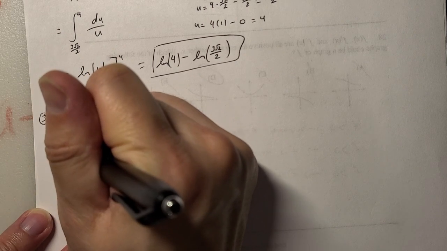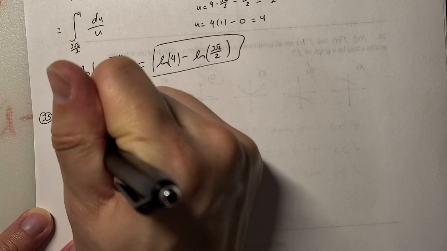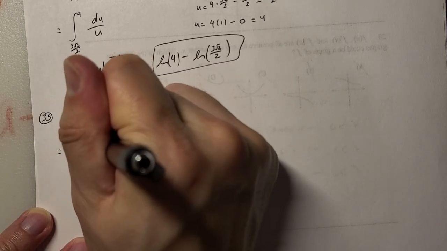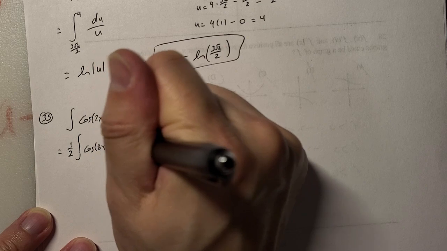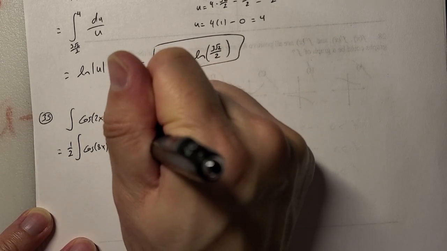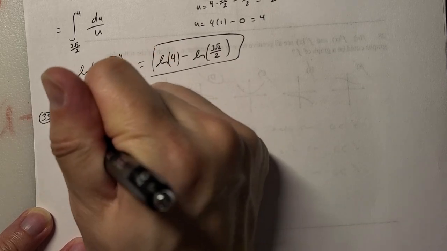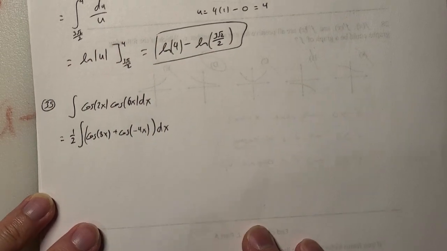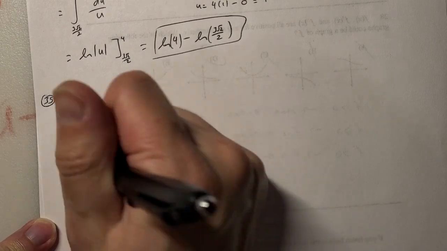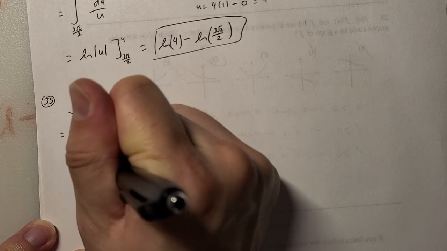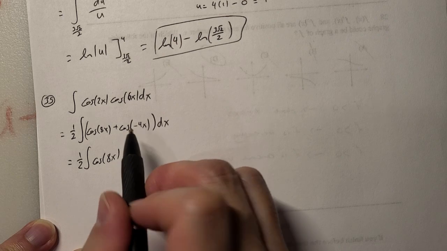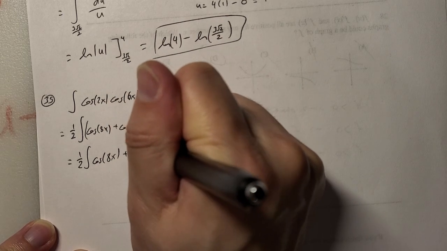It'll be half integral cosine of the sum of the two, which is 8x, plus cosine of the difference of the two. So if I do 2x minus 6x, it'll be minus 4x, all by dx. Okay, so how do we solve this now? This one is easy. Let me do one more step before I integrate. We know cosine is an even function. So when we have cosine of negative 4x, it's the same thing as cosine of 4x.